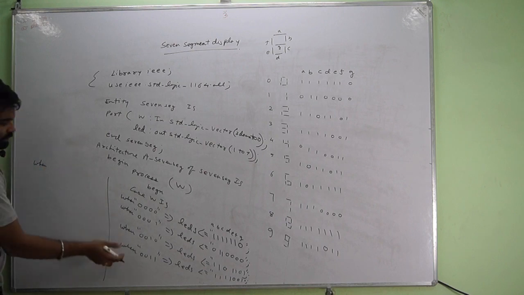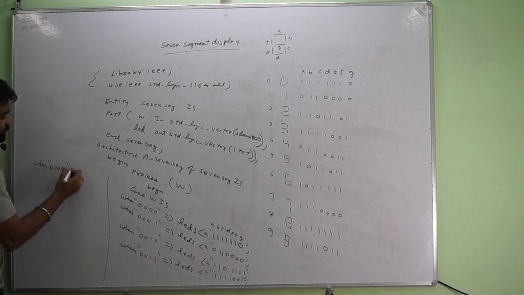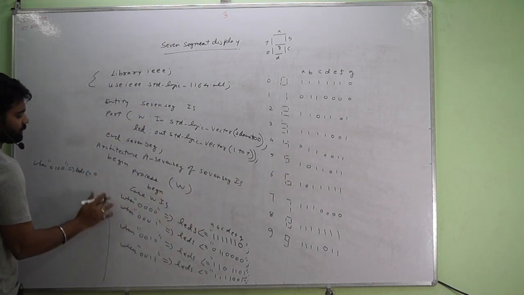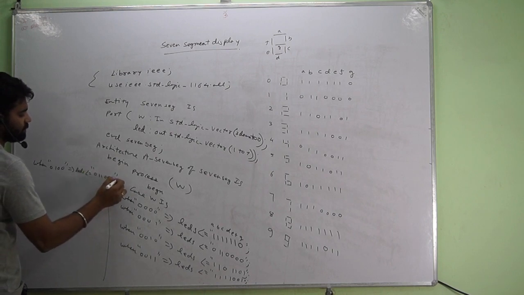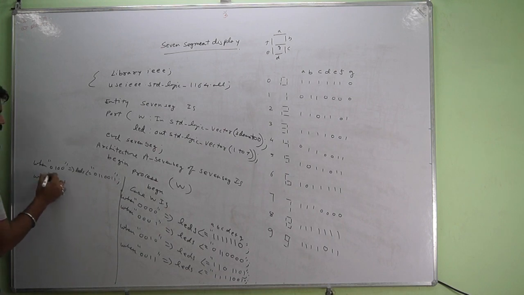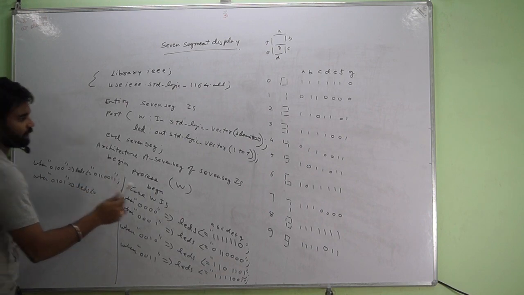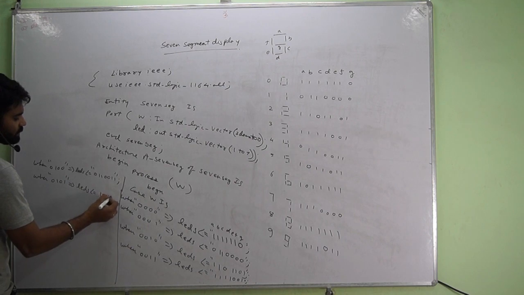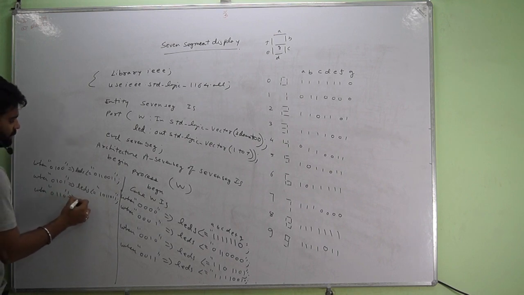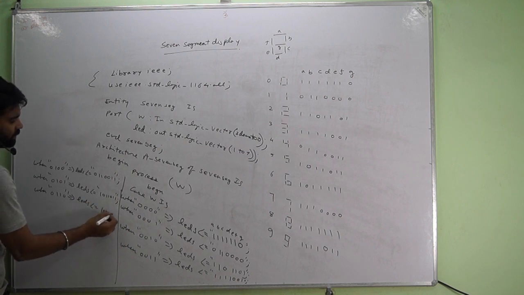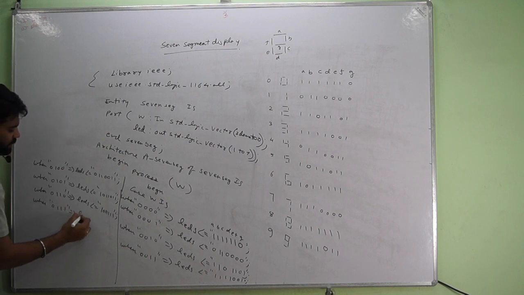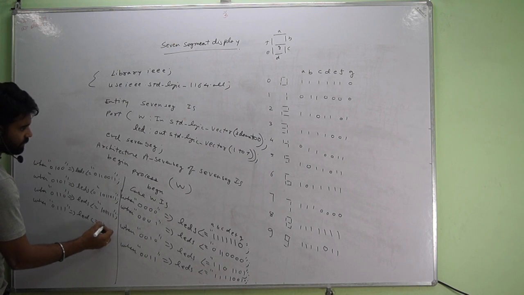When 0100, that is 4, the LEDs will be 0, 1, 1, 0, 0, 1, 1. When 0101, the LEDs for 5 will be 1, 0, 1, 1, 0, 1, 1. When 0110, that is 6, the LEDs will be 1, 0, 1, 1, 1, 1, 1. And when it's 7, the LEDs will be 1, 1, 1, 0, 0, 0, 0.